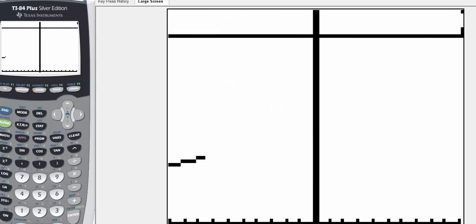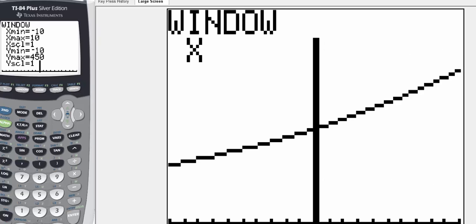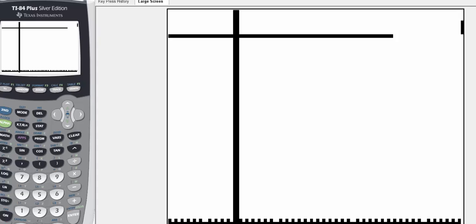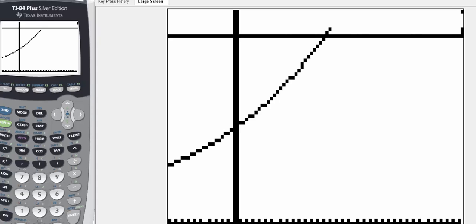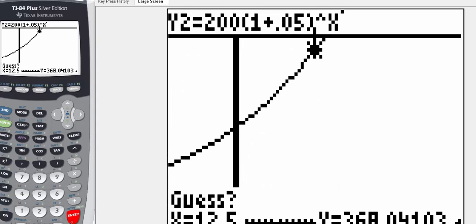So now you can see that horizontal line. I just have to make sure I can see the intersection. I currently can't see the intersection, so I need it to go further to the right. So I'm going to change my x max to like 35. And you may have to play around with these values in order to find the intersection. Once you can visually see the intersection, you're going to go second calc, number 5, enter, enter, enter.